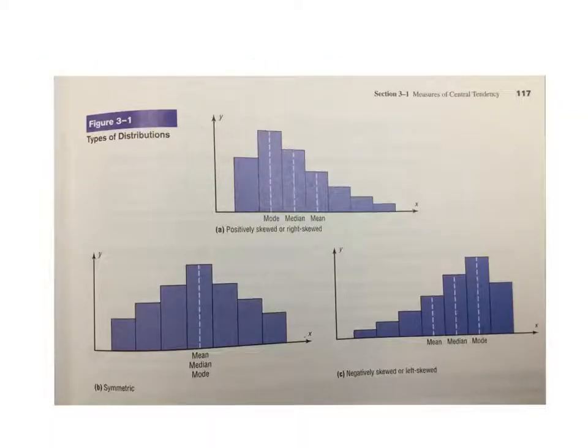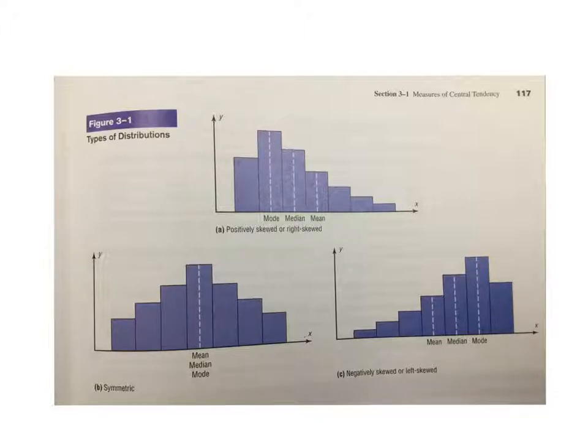This picture is from 3.1, but I want you to, it's on page 117 in your book, if you want to screenshot it from your book. Otherwise, you can take a picture of this screen. But I want to explain what happens to the mean, median, and mode depending on the shape of the distribution.